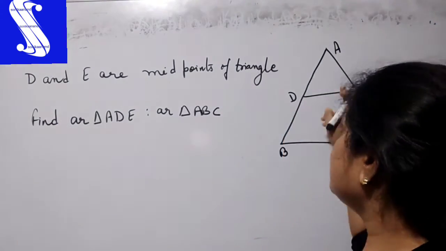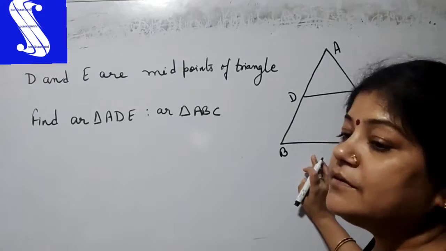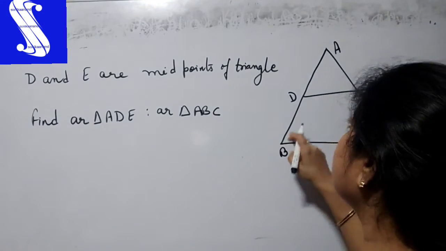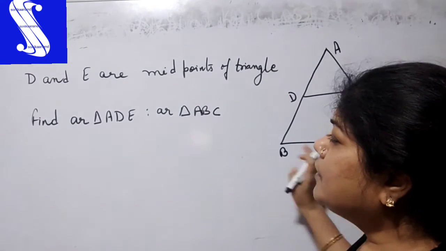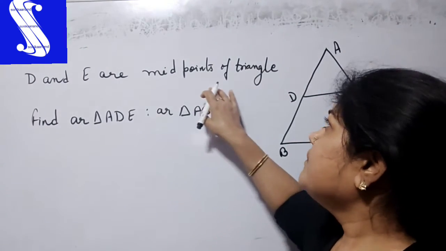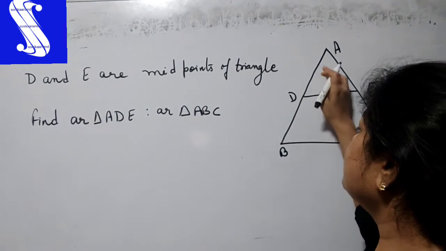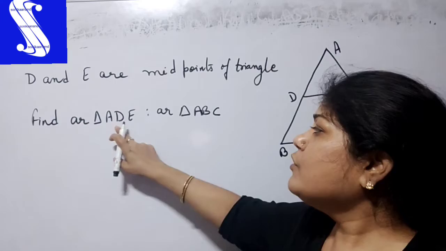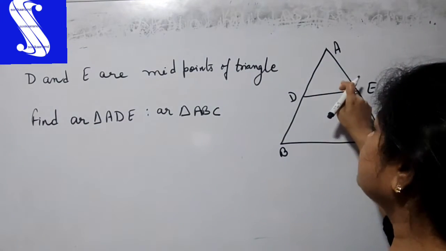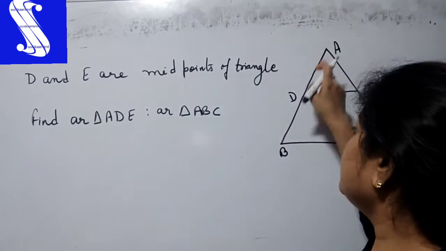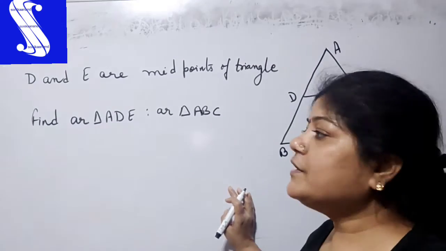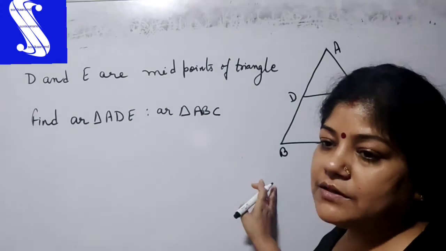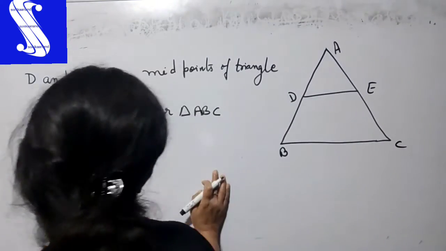For example, there is a triangle ABC in which D and E are the midpoints of the sides AB and AC. It is given in the question D and E are the midpoints of the sides AB and AC. Now we have to find the ratio of area ADE with the ratio of area triangle ABC. We have to find the ratio of these two area of triangles.